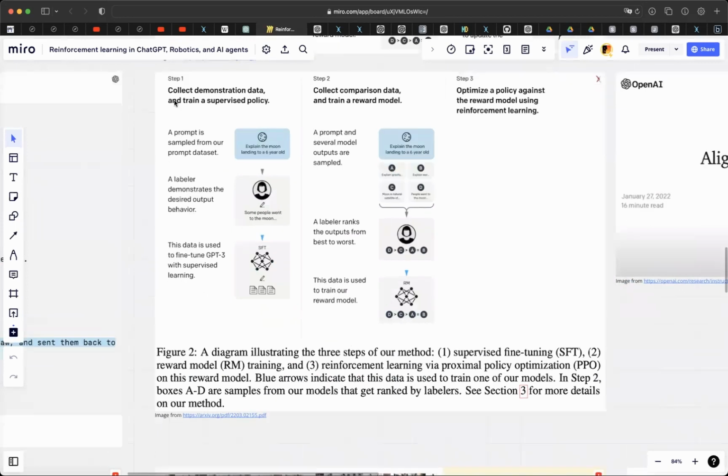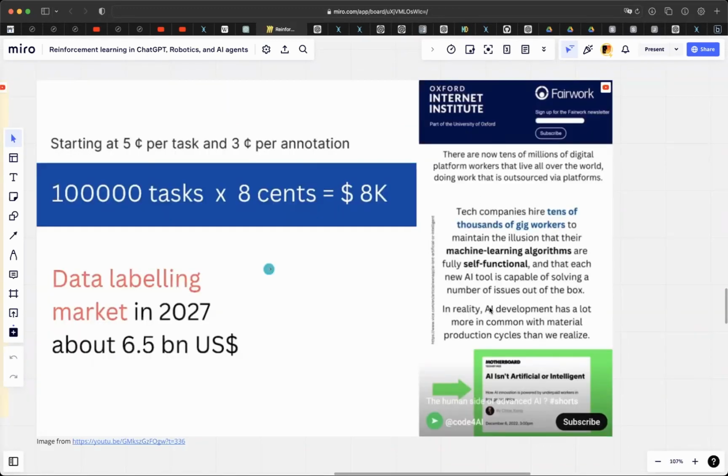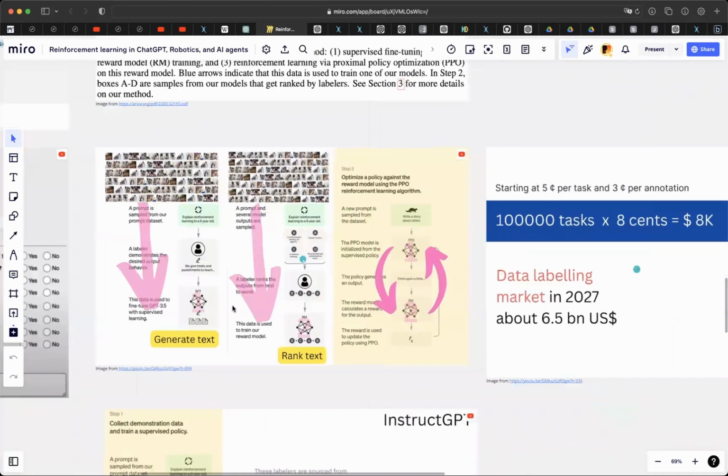So here: collect demonstration data and train a supervised policy. That means that you ask real people to generate input-output examples: the input as a prompt, and the output being what should be produced. And then you just fine-tune on that. I think it's supervised fine-tuning. Basically for 8,000 dollars, you can already get some supervised dataset, which is already suitable to do some experiments, which is relatively low in comparison to how much it costs to train the model itself. So yeah, basically the process looks like that.